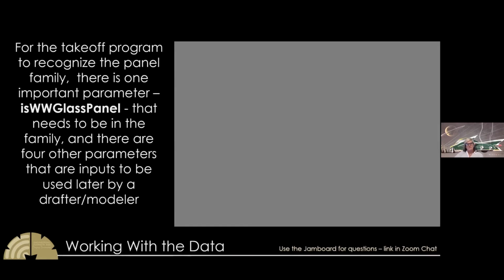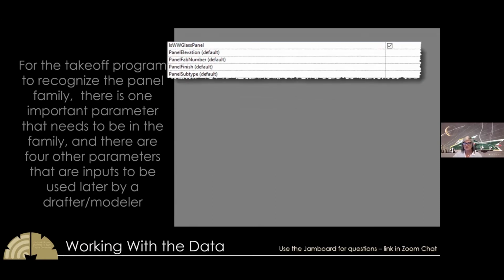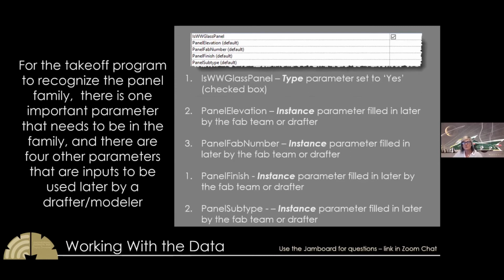Okay, so working with the data for the takeoff program to recognize the panel, it has, as a family, to have the is_WW glass panel parameter in there and checked. And there are 4 other parameters that we use. So is_WW glass panel is a type parameter. The rest of these are just instance parameters, so they can be used by the drafter or the fab team later on down the road.